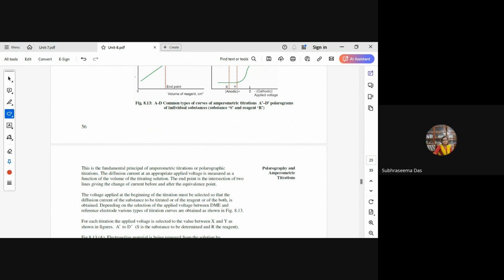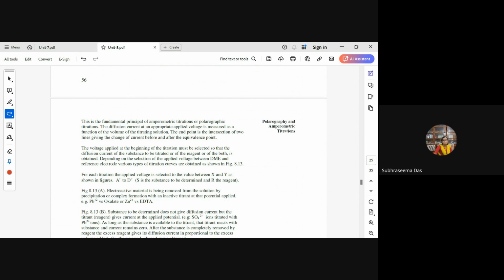polarographic titrations. The diffusion current at an appropriate voltage is measured as a function of the volume of the titrating solution. Now, the endpoint is indicated by the intersection of the two lines after the equivalence point. The voltage which is applied at the beginning of the titration must be selected so that the diffusion current to be titrated is obtained. Now, depending on the type of the voltage between DME and reference, the various types of titration curves are obtained.